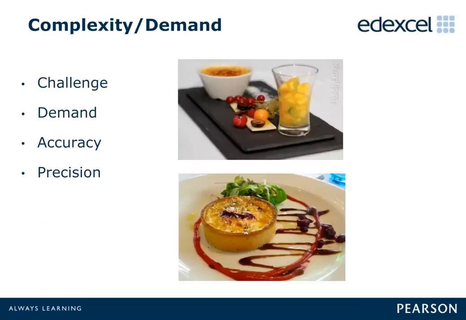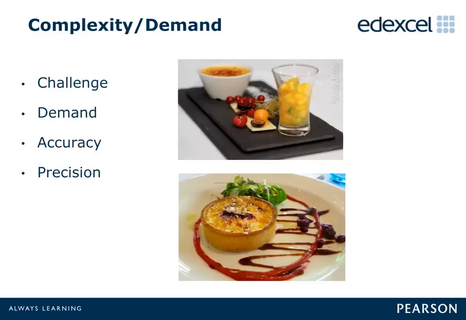Complexity and demand. As before, this varied enormously in 2015, ranging from simplistic, unchallenging design and manufacture work to high-level advanced skills worthy of A2 level, showing challenge, demand, accuracy and precision in their use and execution within food products.